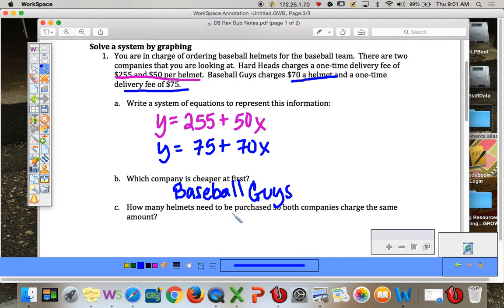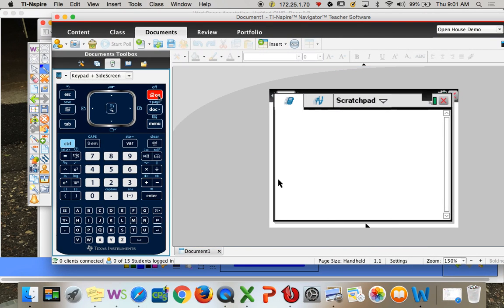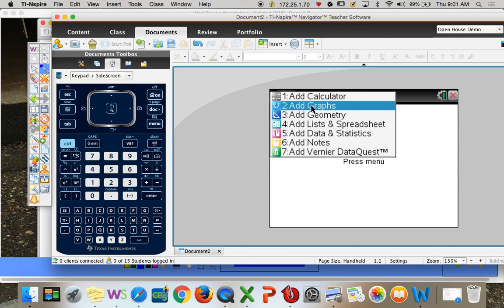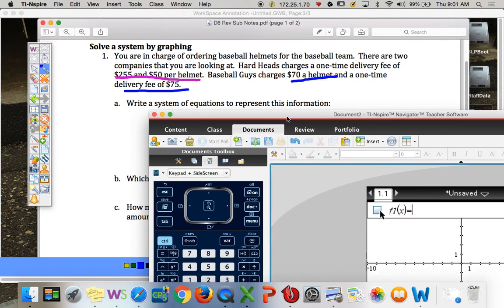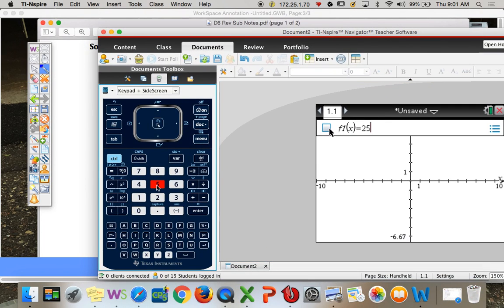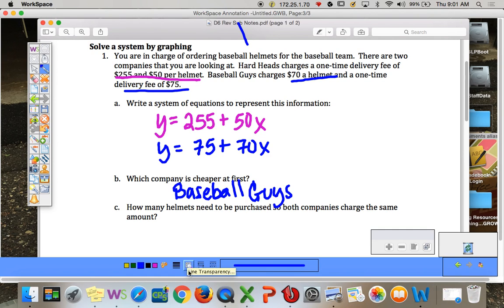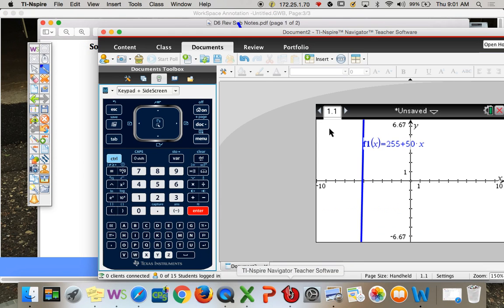How many helmets need to be purchased so both companies charge the same amount? All right, so let's do this by graphing. We could also do it by substitution, but by graphing, let's type this in and find the point of intersection. So I'm going to open a graph page. I'm going to type in the first equation, 255 plus 50x. Hit enter. And let's type in the second one, and then we'll change the window on our graph. So 75 plus 70x, so I'll hit tab, and we'll do 75 plus 70x.